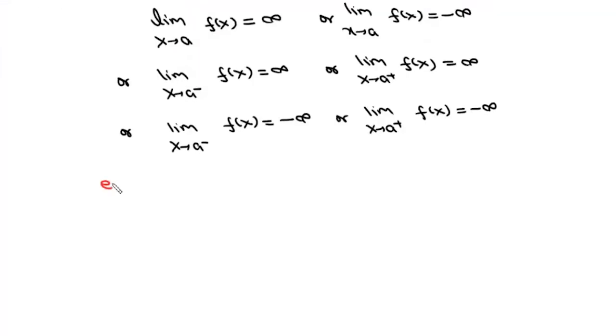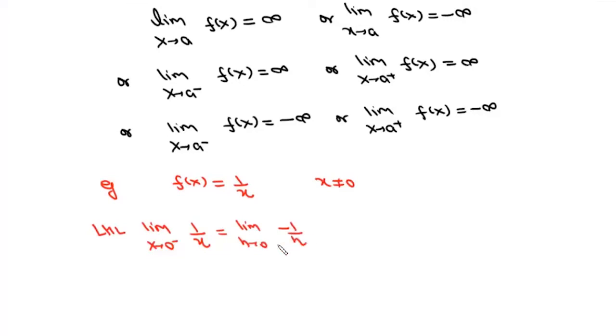A very simple example is this function f(x) equals 1 by x. Now we know that it is not defined at x equals 0. If we take its limit at 0 negative, so this is limit x tends to 0 negative 1 by x, it will be this limit h tends to 0 minus 1 by h. Now when h is 0 positive, then 1 upon 0 positive is minus infinity. So the value of this function approaches minus infinity when x is 0 negative.